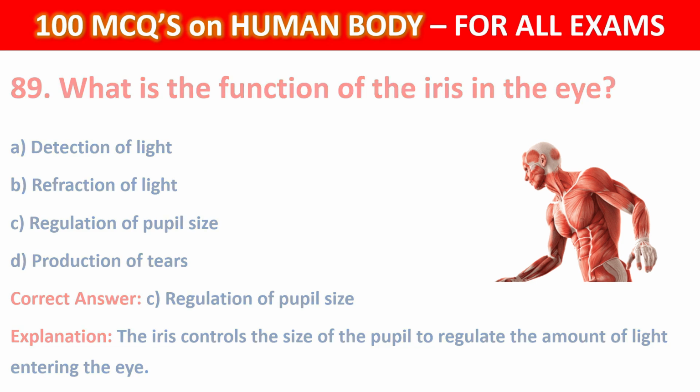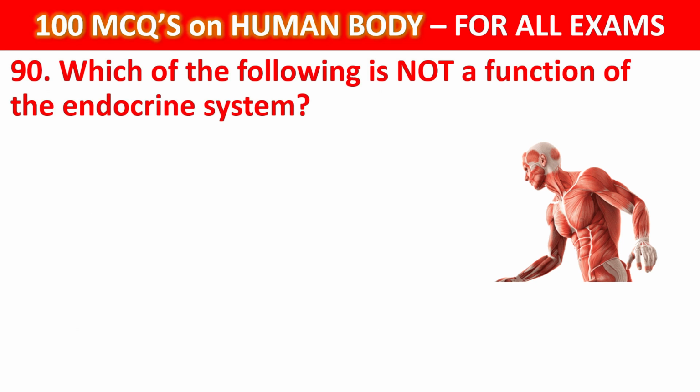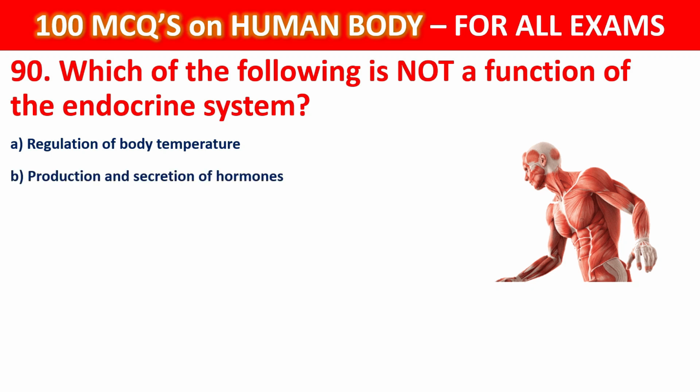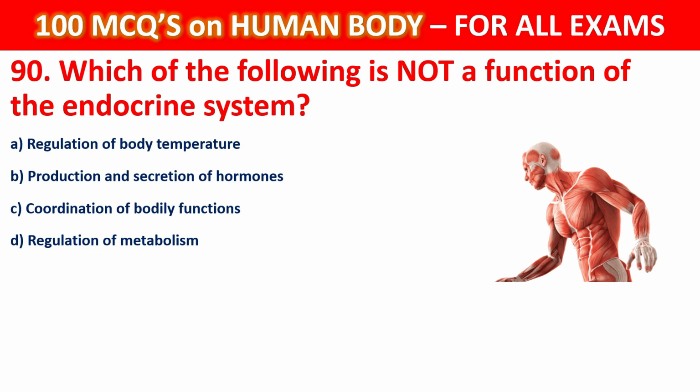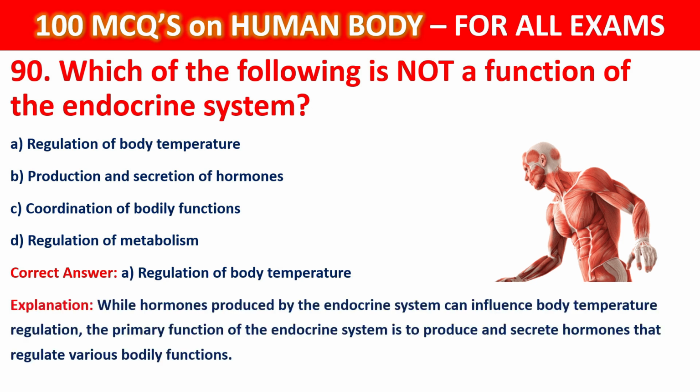Question number 90. Which of the following is not a function of endocrine system? Your options are regulation of body temperature, production and secretion of hormones, coordination of bodily function, or regulation of metabolism. The correct answer is A, that is regulation of body temperature. While hormones produced by the endocrine system can influence body temperature regulation, the primary function of the endocrine system is to produce and secrete hormones that regulate various bodily functions.